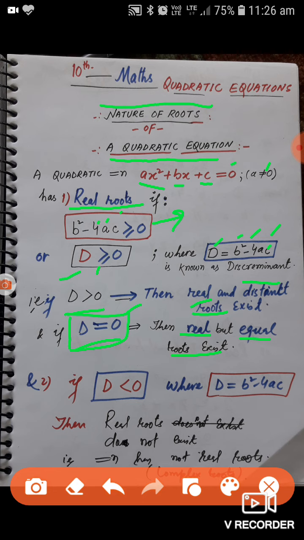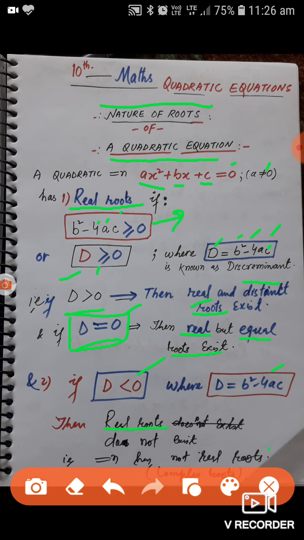Now in case d is negative, that is less than 0, that is b square minus 4ac is less than 0, then real roots do not exist, but the roots may exist, they may be complex. So only in two cases we can say that real roots exist, that is either d is equal to 0 or d is greater than 0. So it is all about the nature of roots of a quadratic equation.